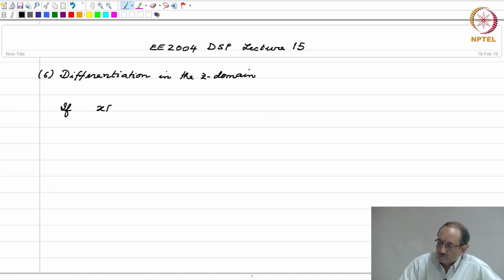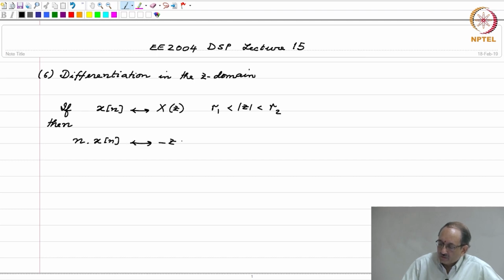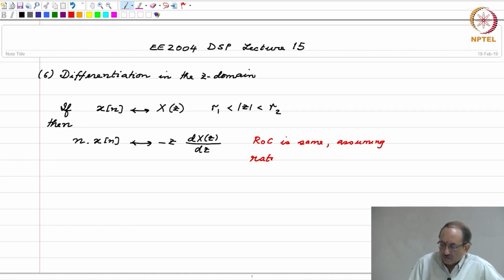So, if x of n has Z transform x of z with this ROC, then n times x of n has Z transform minus z times d by dz of x of z, and ROC is same, assuming rational x of z, which is the class that we are interested in.